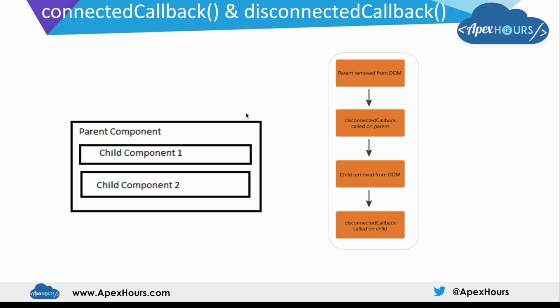In this diagram, as you can see, this flow will be parent to child. First the parent is removed from the DOM, then disconnectedCallback will be called on the parent, then the child will be removed from the DOM, and then disconnectedCallback will be called on the child component, right? Let's understand it by an example.